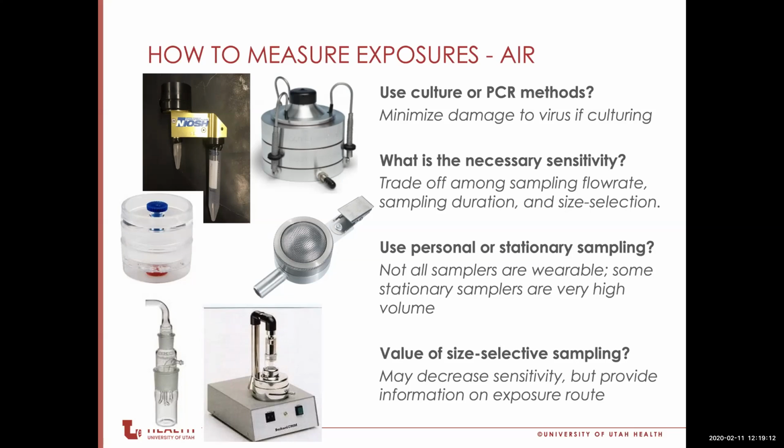We also have to decide if we have a value for size selective sampling. Size selective sampling for influenza, for example, has been a priority in the past because we're uncertain about the actual transmission route, and characterizing the virus in the respirable range is important to understand whether inhalation is an important transmission route for influenza. If your goal is simply to know that things are present, then size selective sampling may not necessarily be of value to you.